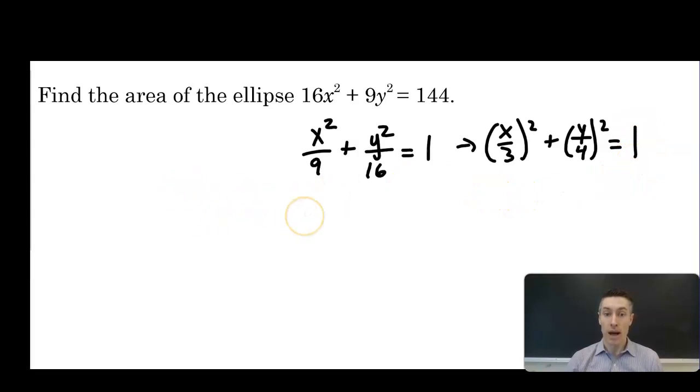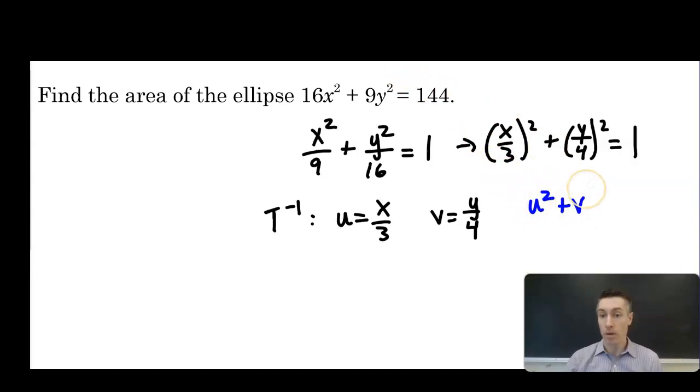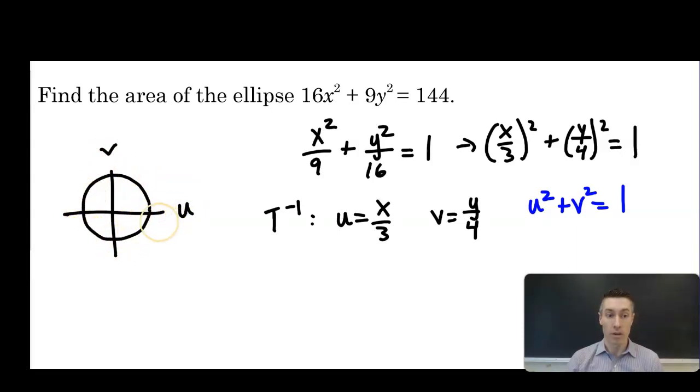So then we can define the inverse transformation. Make that look a little cleaner. We can define the inverse transformation as u equals x over 3, v equals y over 4, because then in the uv plane, this is going to be u squared plus v squared equals 1. Right, so if we were to draw our region in the uv plane, we're going to draw a circle of radius 1, and that's our region S.